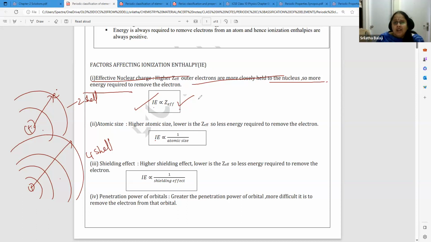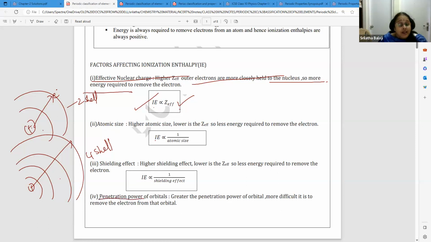Next, shielding effect. Can you see all these are interrelated? Yesterday we talked about the shielding effect and Z effective also. It's again inversely related. More shielding: where is more shielding, in 4 shells or 2 shells? In 4 shells, because there are more shells in between. So shielding is greater and the electron can be easily removed. Are you able to relate?